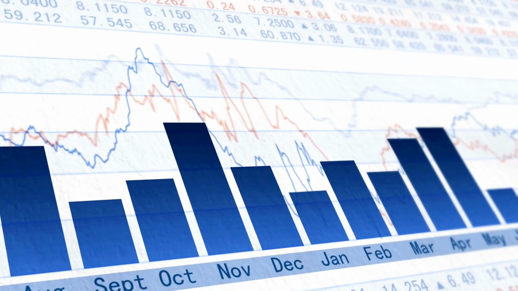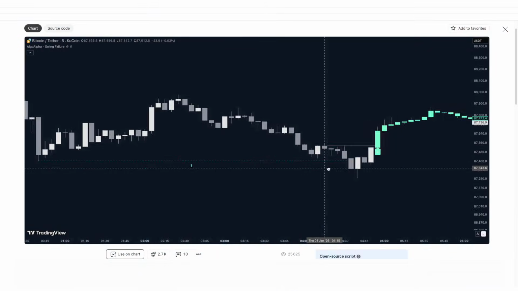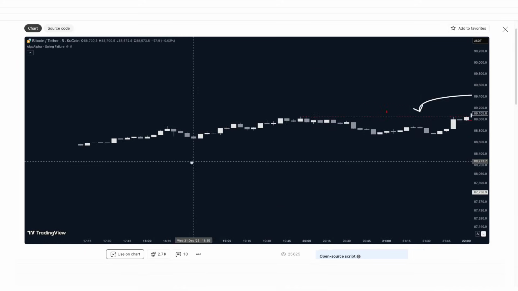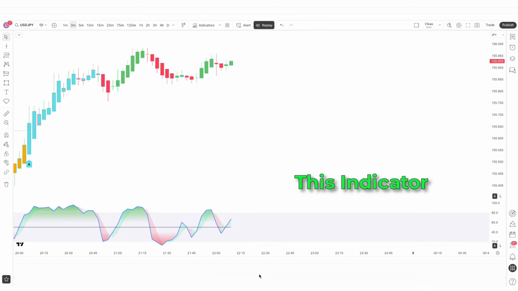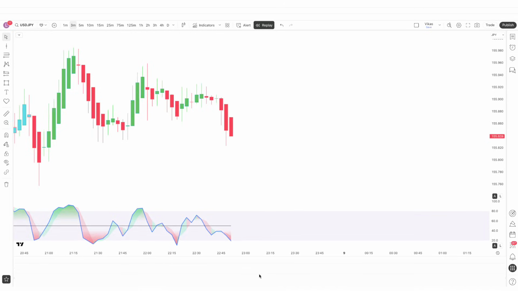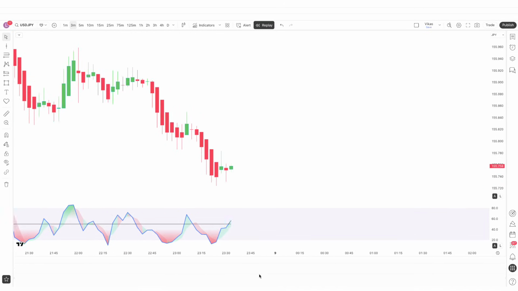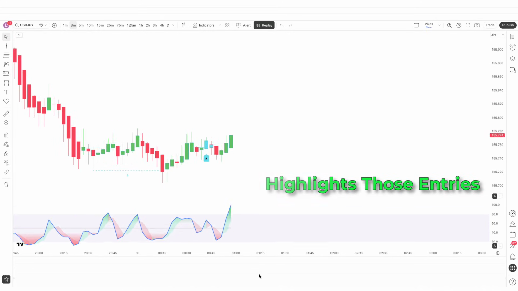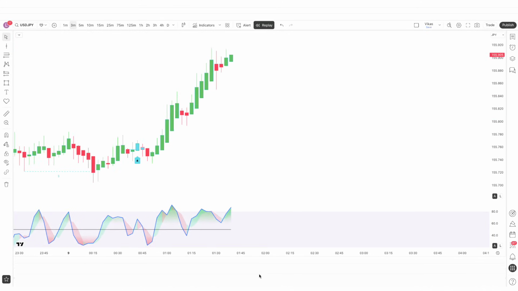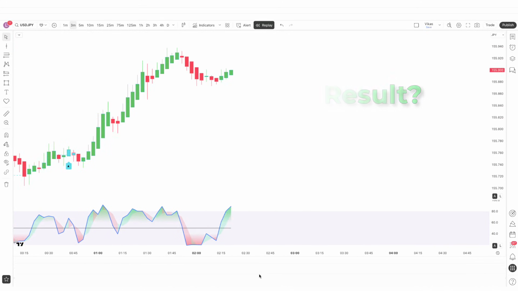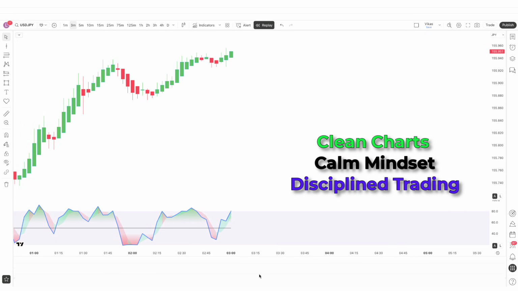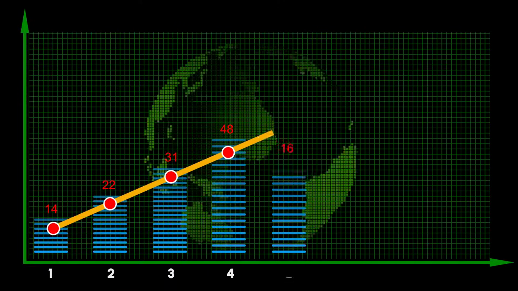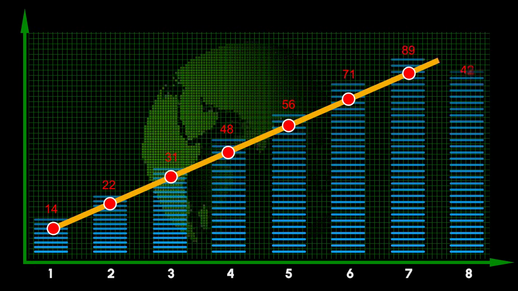This is a next-generation TradingView indicator that removes noise from the chart and clearly shows you the precise buy and sell zones. This indicator doesn't give random signals. By understanding price behavior, trend strength, and market timing, it only highlights those entries where the probability is in your favor. The result? Clean charts, a calm mindset, and disciplined trading. No tricks, no false promises. Just a smart tool built for traders.